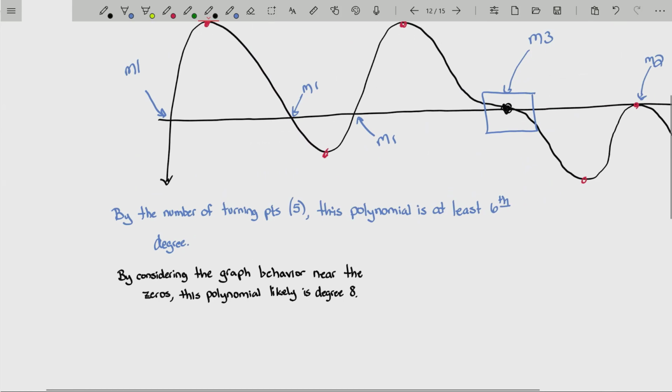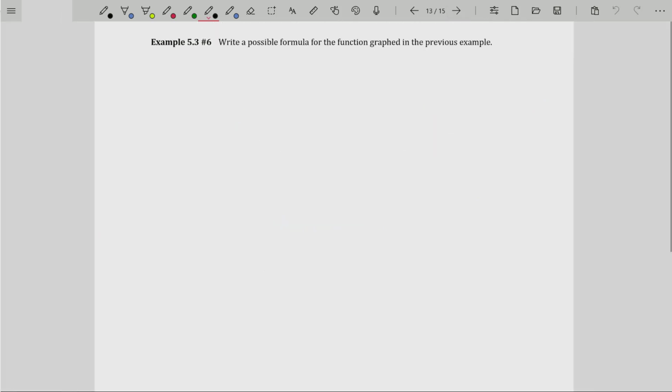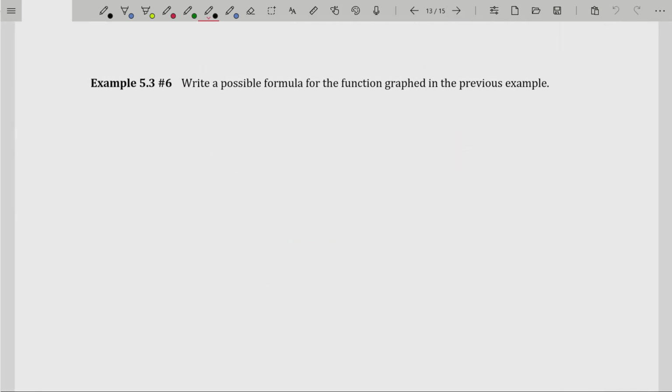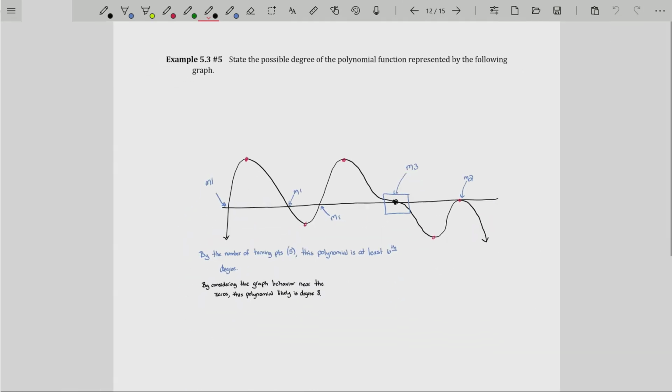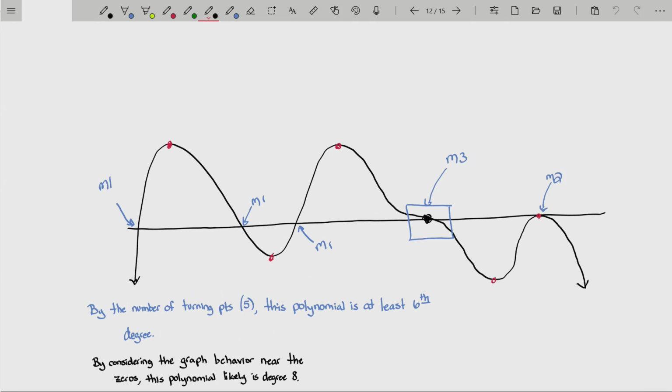Now I'm going to zoom out because the next example is going to ask me for a possible formula for this function. In fact, I'll just show you. That's exactly what I'm asking. But I'd like to not answer it on this page. I'd like to keep the graph in front of me while I answer. So let's just answer here. Now, I didn't label any points, because I just made up the graph. So let me label some points.